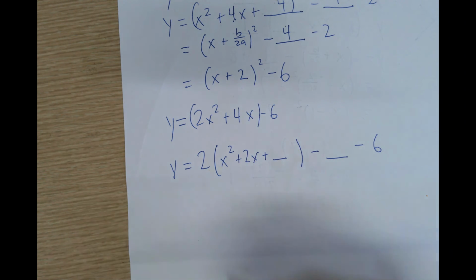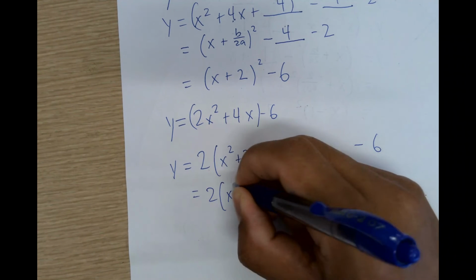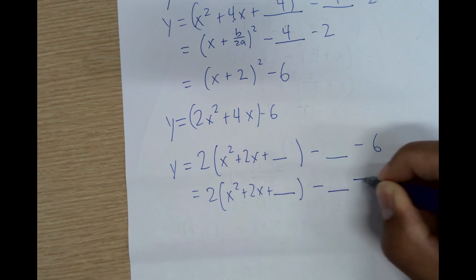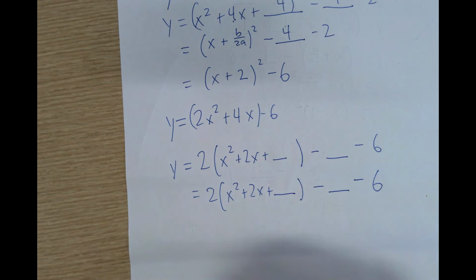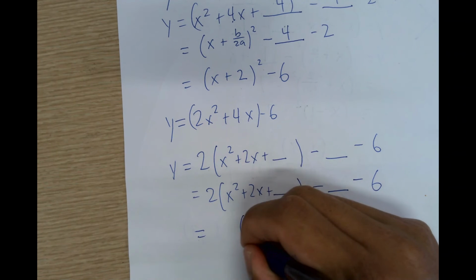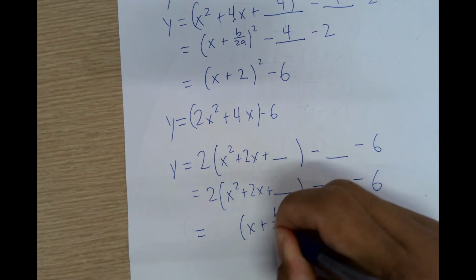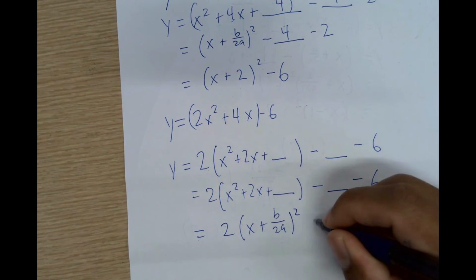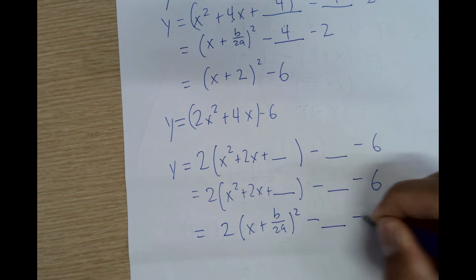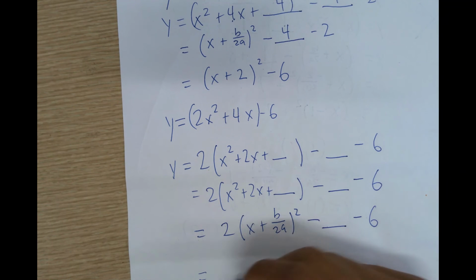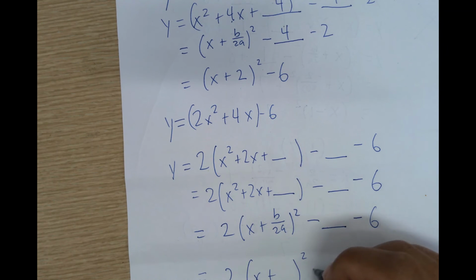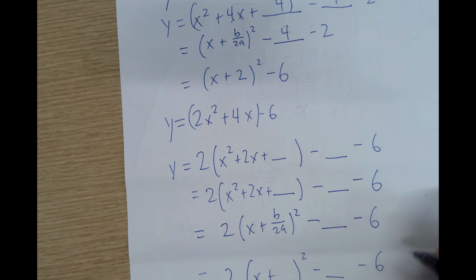You're going to do the same thing where you just write it twice. And then we'll go ahead and do equals x plus b over 2a minus a number minus 6, and then we would have our answer. That would just probably be the answer there.